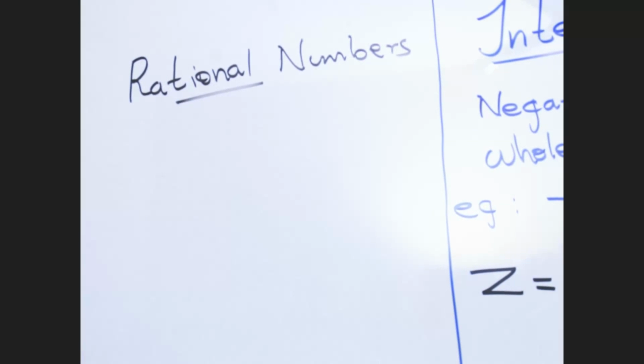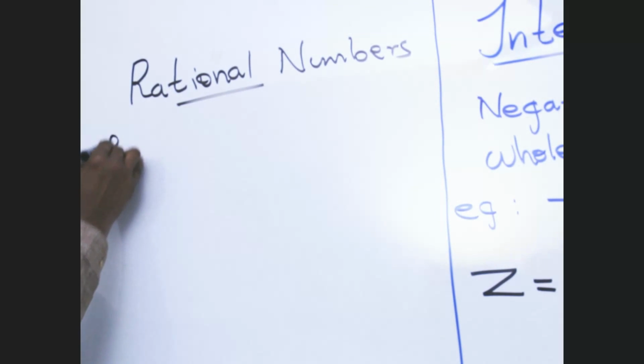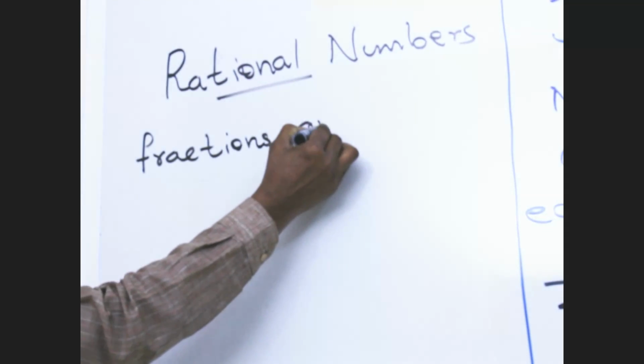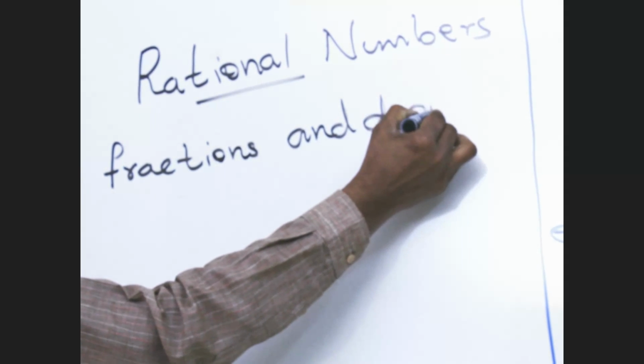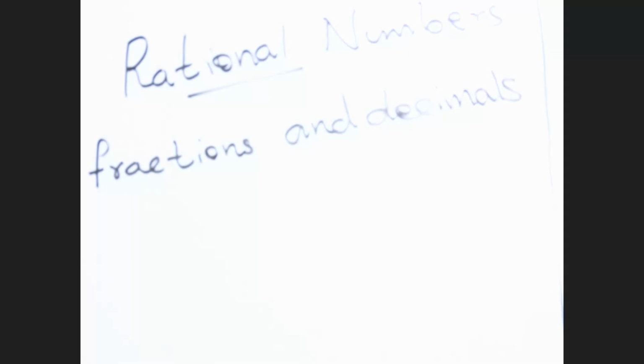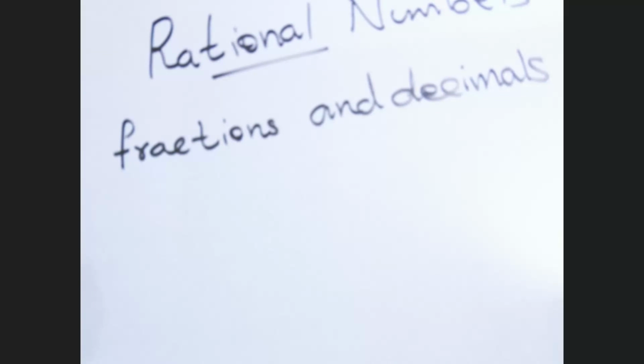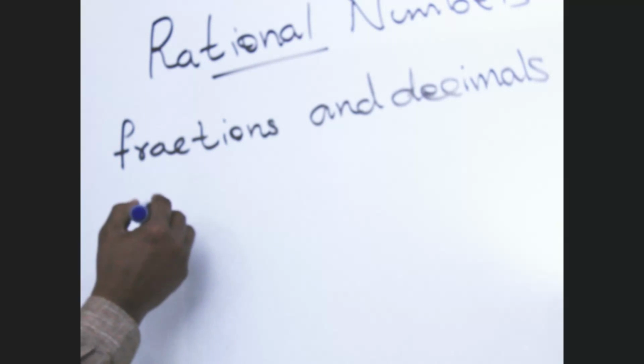What is the sum of the group? The additional numbers here are fractions and decimals. We are adding fractions and decimals also into consideration. So this is the total set of numbers we can call rational numbers. The rational numbers are represented by the letter Q.